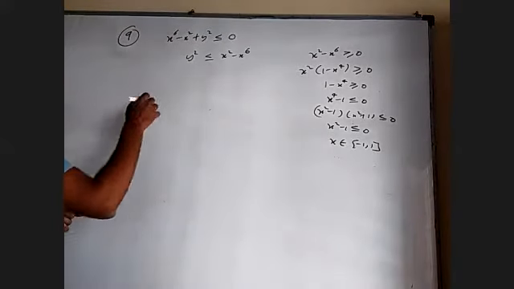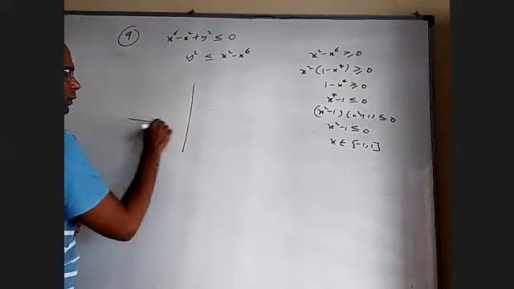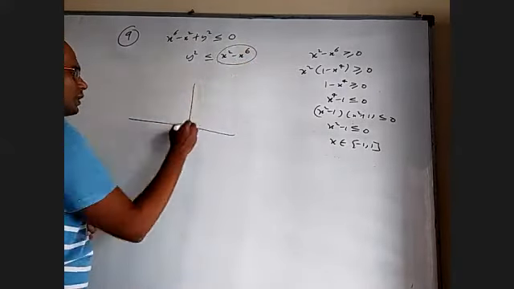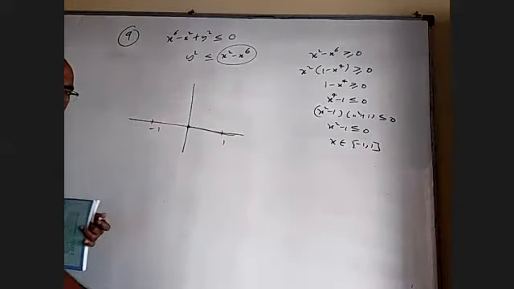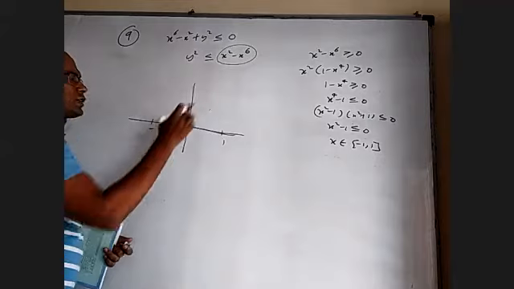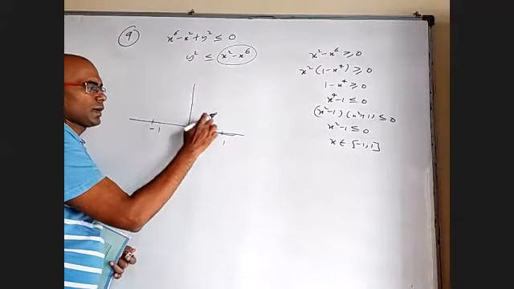How about the graph? This one, at 0, it is 0. At 1, it is 0. At minus 1, it is 0. In between it goes to some higher value and comes back.